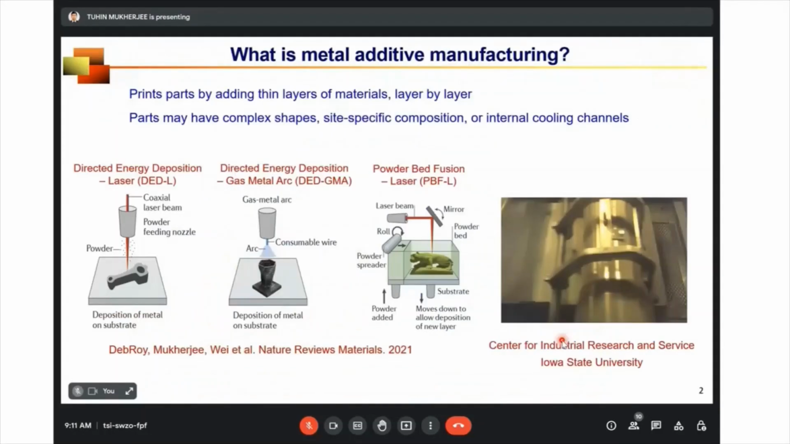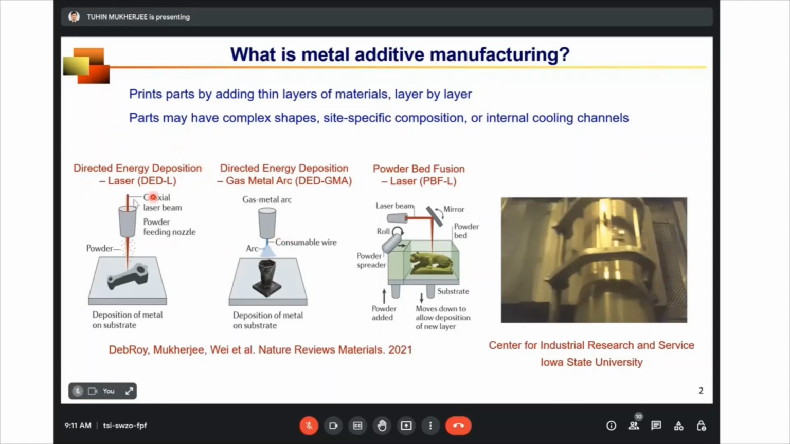As you know, the additive manufacturing process is a layer by layer process where thin layers of metals, often thinner than human hair, are deposited, selectively melted and solidified to make a part in 3D. So depending on how we are supplying the material and what type of heat source we are using for melting those, there are mainly three types of metal additive manufacturing process.